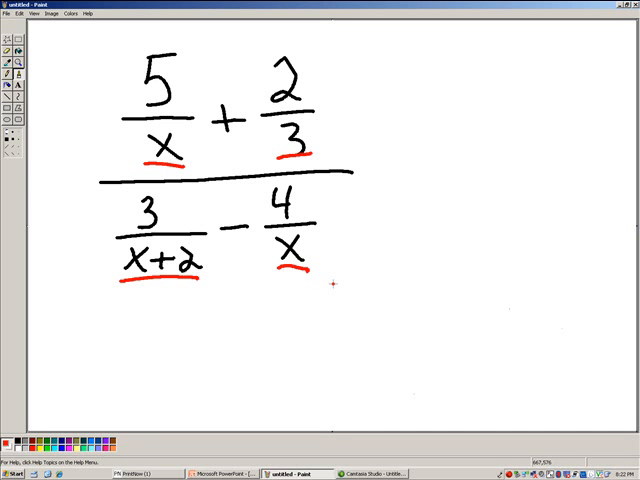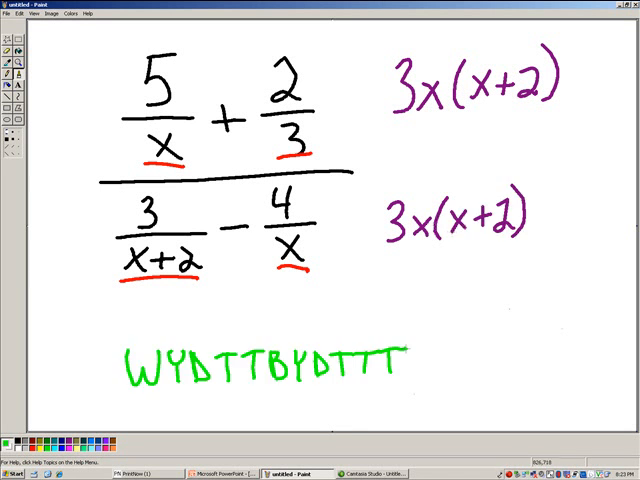Well, the x and x, they're already common, so that's not a concern. That's part of the common denominator. The 3 needs to be part of the common denominator, and the quantity x plus 2 needs to be part of the common denominator. Now, we multiply the top and the bottom by the common denominator. Whatever you do to the bottom, we do to the top. We can remember our little word to help us remember that. Whatever you do to the bottom, you do to the top.